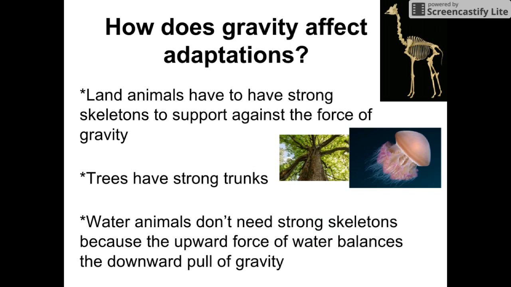Now, how do these gravity facts affect animals and plants and the adaptations that have occurred? Well, if you live on land, you have to have a strong skeleton in order to support against the force of gravity. This is why plant cells have to have a cell wall in order to support them. Like a tree has to have those cell walls around each of its cells, otherwise it would not be able to support the very, very high trees. Water animals don't have to have those strong skeletons because the water actually balances some of that downward pull of gravity. So there are a lot of things that live in water that don't have to have those skeletons, either exoskeletons or endoskeletons.